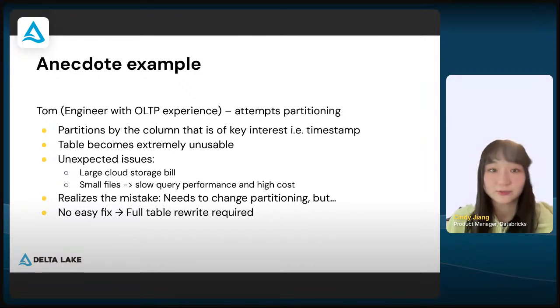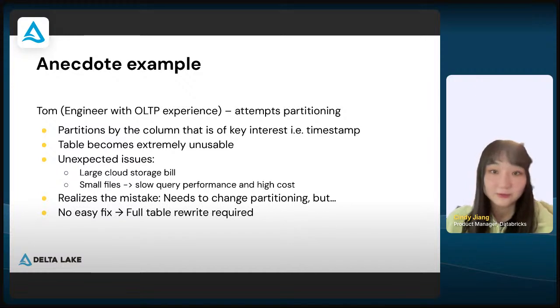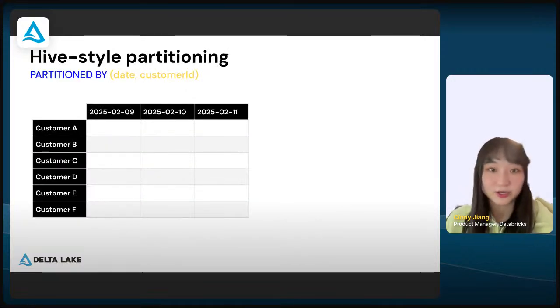And now Tom has to face large cloud storage bills, extremely slow query performance, and high cost due to the small file issues. Tom quickly realized the mistake and wanted to change the partitioning data layout, but then realized that this is actually not an easy fix. A full table rewrite is needed to change the partitioning strategy.